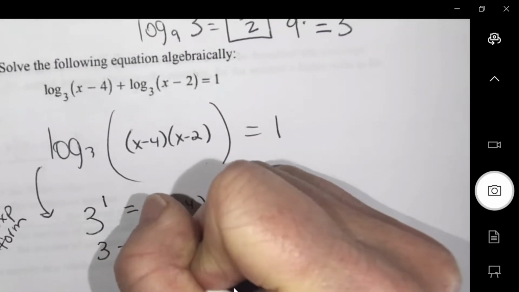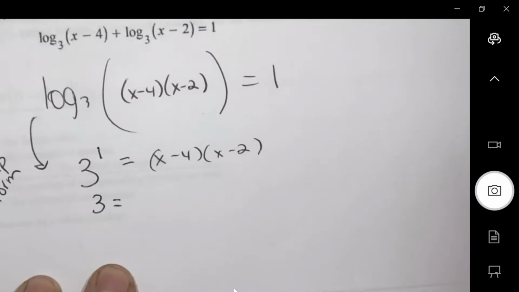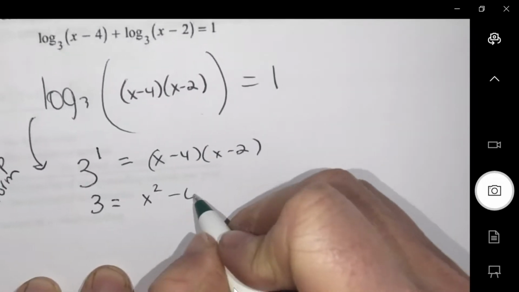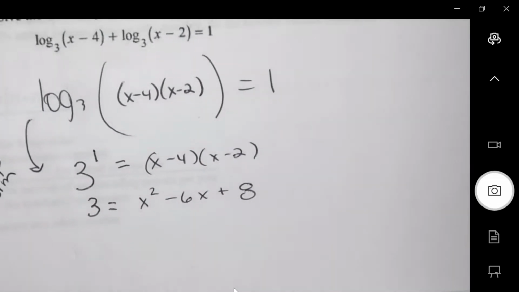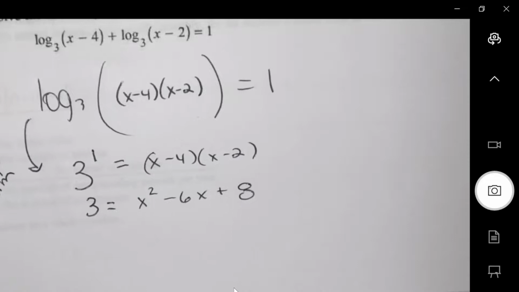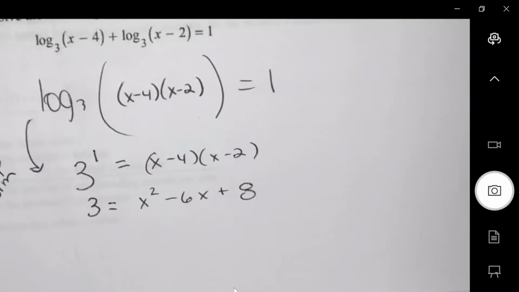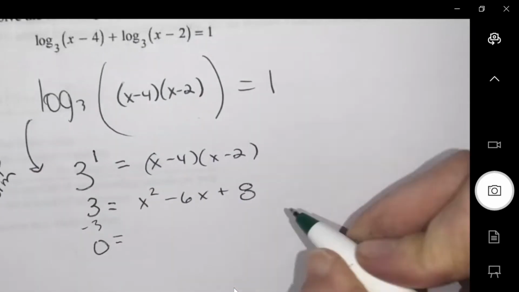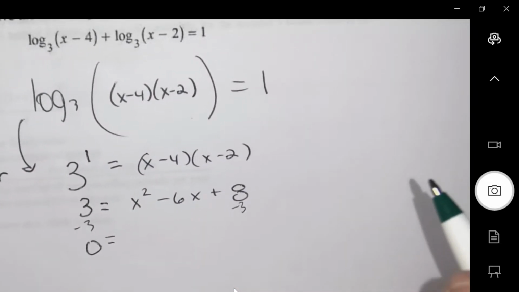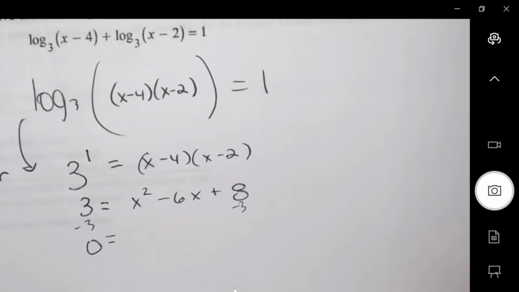Okay, so 3, can you FOIL this? What do you algebraically do when you get to these points? You subtract the 3 because the purpose is to get a 0. So as soon as you see 2 variable types, you zero it out, right?